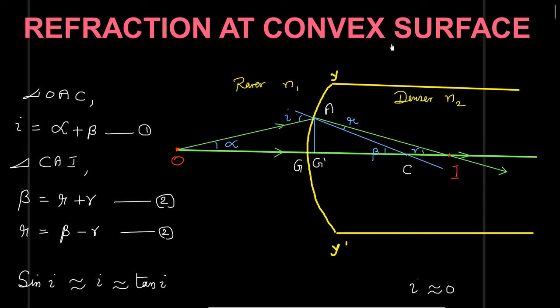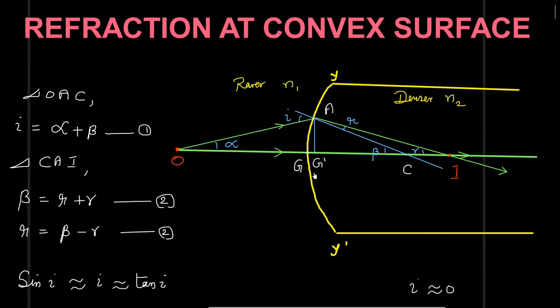Refraction at convex surface. For refraction to take place, there must be minimum two media. When a ray passes from rarer medium to denser medium, the refracted ray bends towards the normal. And if it is from denser medium to rarer medium, the refracted ray bends away from the normal. Let us see how refraction takes place when the surface of separation between two media is a curved one.